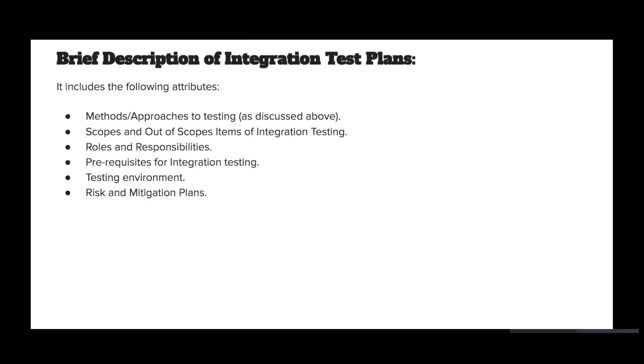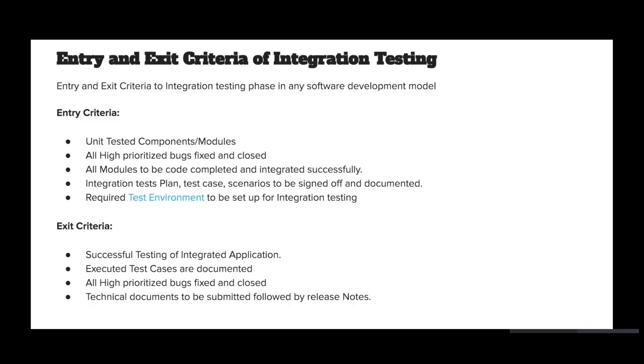So let's look at a brief description of the integration test plan. Remember this, we need to include all the attributes while creating an integration test plan. Which method we are going to use, either big bang, top-down or bottom-up, and the scope and out-of-scope items in the integration testing. What are the roles and responsibilities of each person responsible for the integration testing? What are the prerequisites for the integration testing, the testing environment, and the risk and mitigation plans needed for the integration testing.